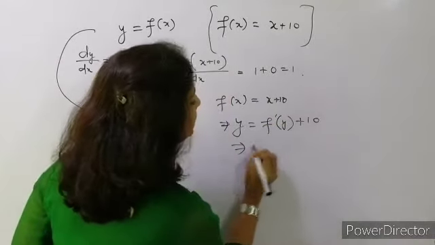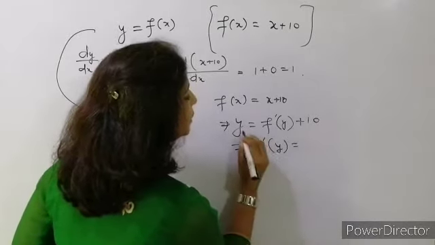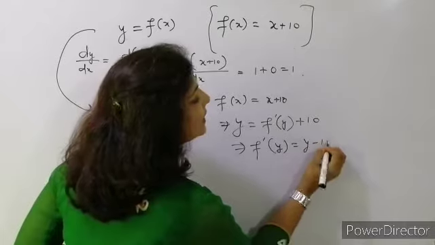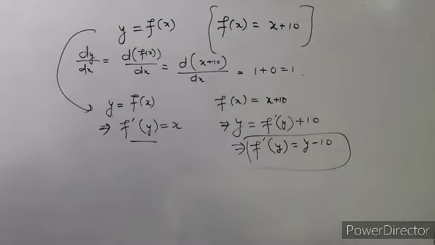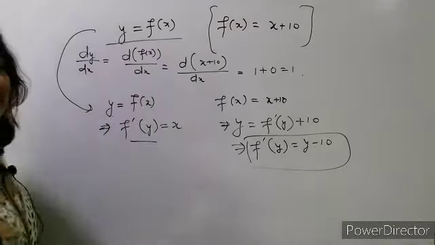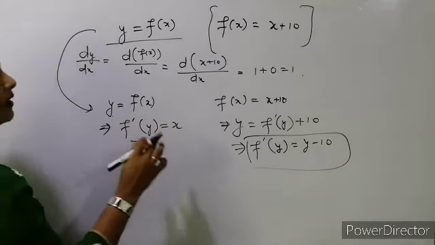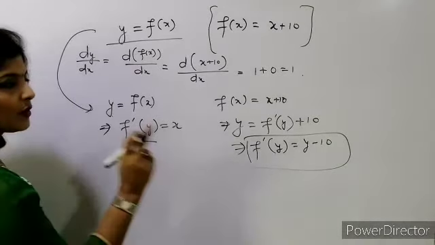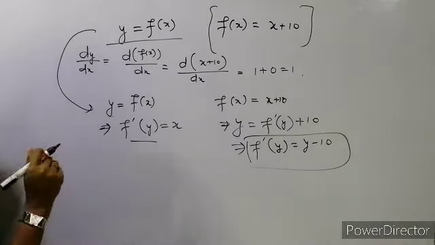Now we have to find out the inverse value, so f inverse of y will be equal to y minus 10. This way we can find out the inverse. This is a one-to-one function, and in the case of y equal to f(x) this is a real function, so only then will we be able to find out the inverse function of y.